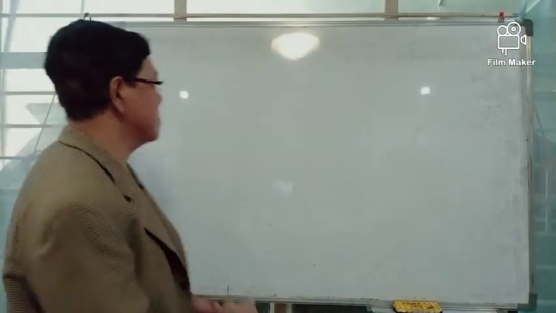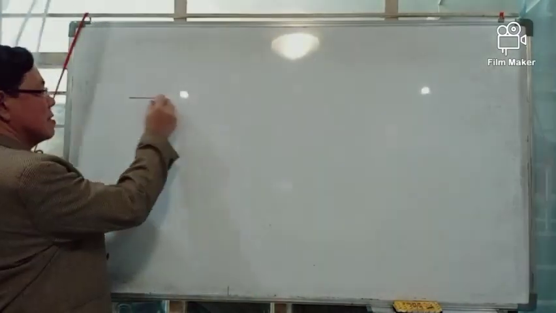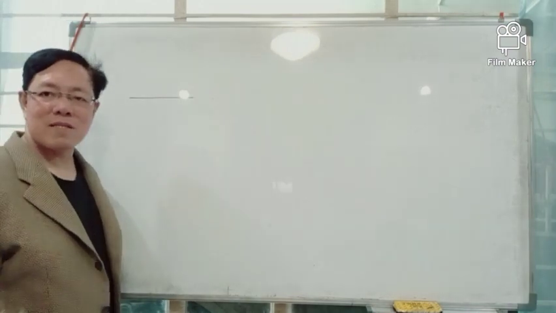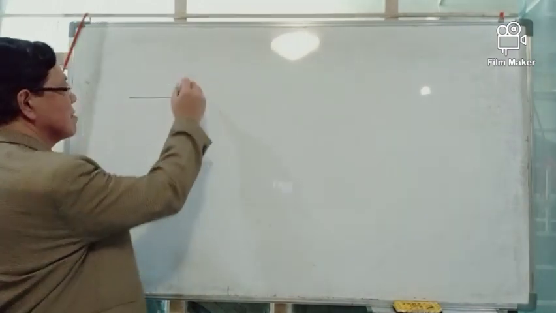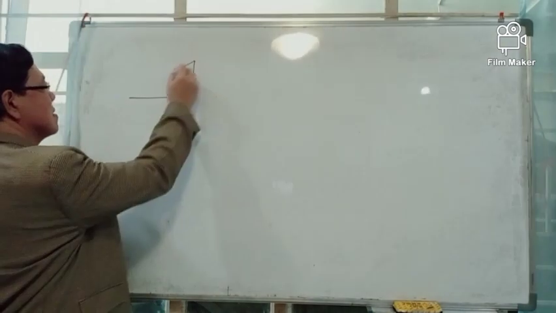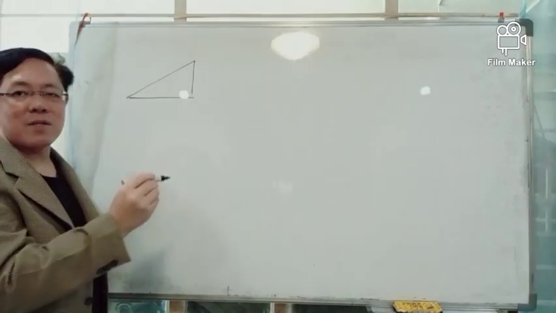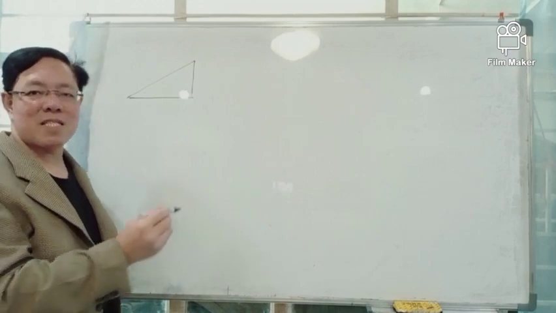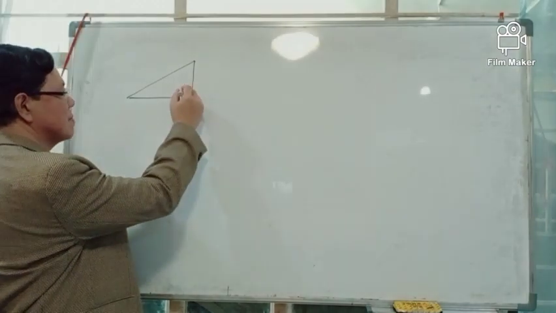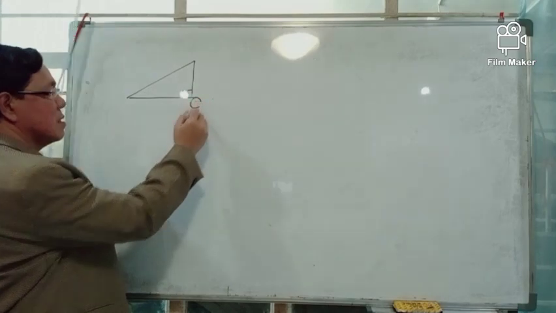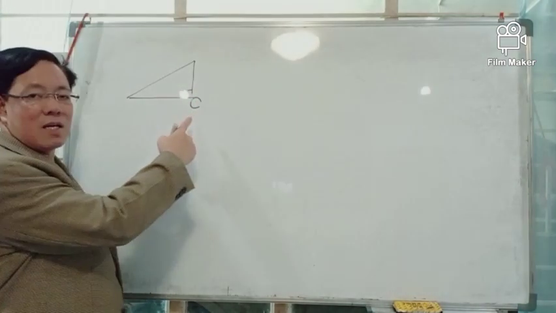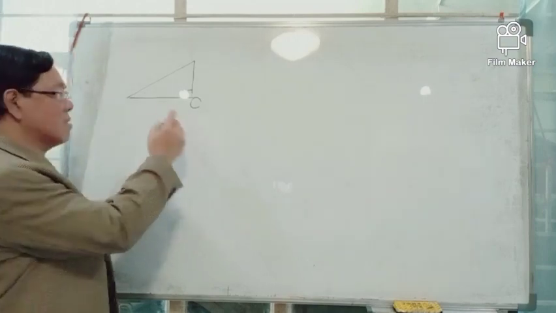Consider the following right triangle. A right triangle is a plane triangle that contains a right angle. And the right angle in a right triangle is indicated by a square. I will put the angle C as the right angle.